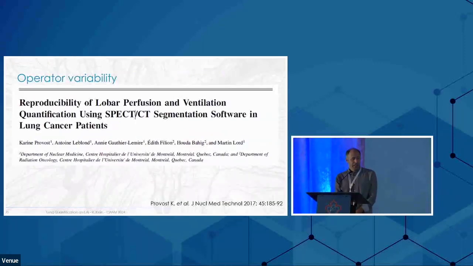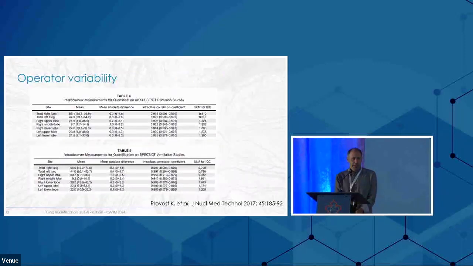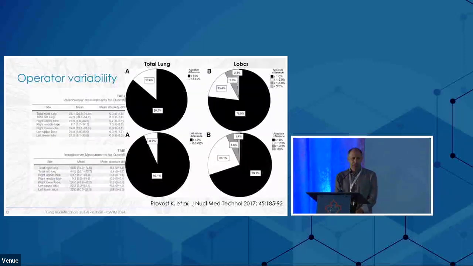We have early data from Klein in Montreal with Hermes, looking at their software and looking at reproducibility of lobar perfusion and ventilation quantification in SPECT. And basically, I'll cut through these tables to show you that in their work, when they looked at inter-operator variability, they had very, very good agreement between operators of the software.